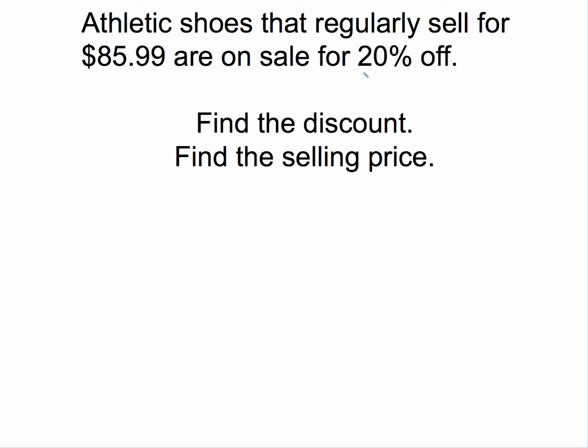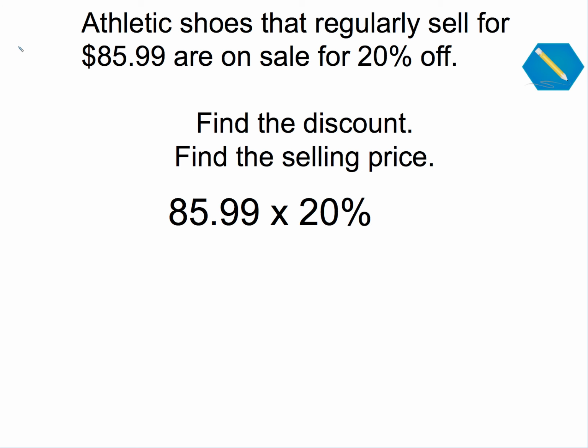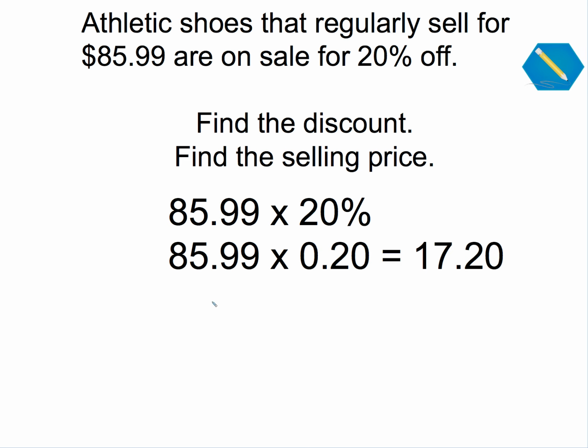So again, we need to figure out 20% of $85.99. So we just need to multiply that. If you decide to not use the percent symbol, remember the decimal would be here. We move it 2 spaces to the left so we can multiply by 0.20. When you multiply that, you get $17.20. This is the discount. This is how much money is taken off of that price. This is not how much you pay for it.